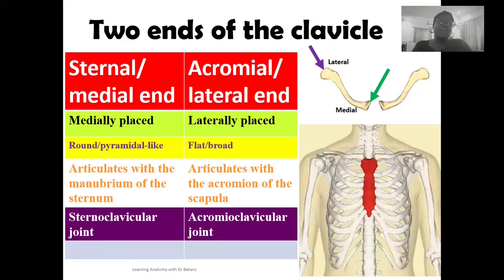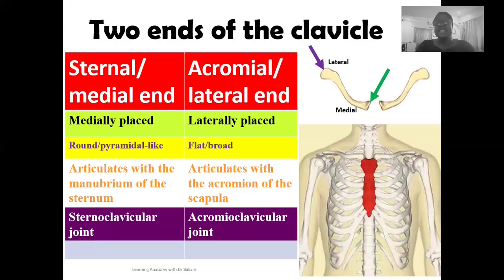Another point that we would be highlighting is the structural orientation of these two ends. The sternal or the medial end is rounded, and it is also pyramidal-like in shape. If you try to use this image at this upper region, this is where we say the sternal end here that is arrowed in green. We say that the sternal end is also the medial end. If you delve into the shape of this end, you see that it is rounded and also pyramidal-like in shape. But if you go to the other end, that is the acromial or the lateral end, you see that it is flat and also broad.